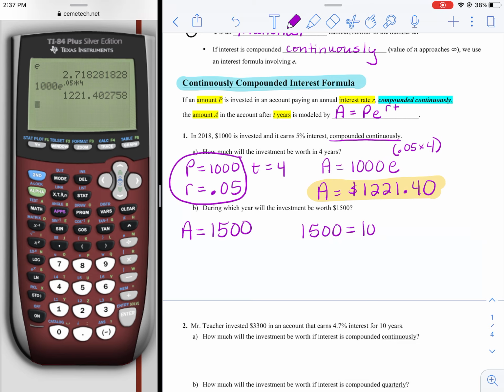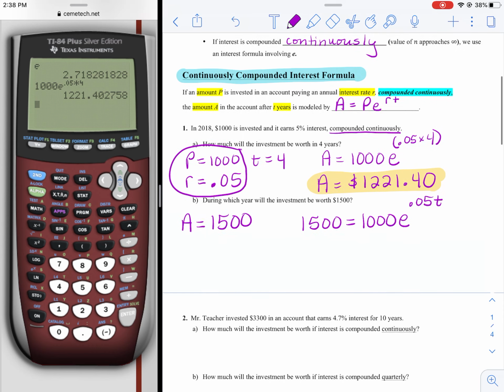Okay, so notice we're going to put $1,500 in for A. We're still going to put 1,000 in for P. And we're still going to put 0.05 in for r, but this time we're trying to find how many years. So my exponent is t. Notice I needed a number for A because we can only have one variable in the problem if we're going to solve it. All right, so we're going to try to solve this equation for t.